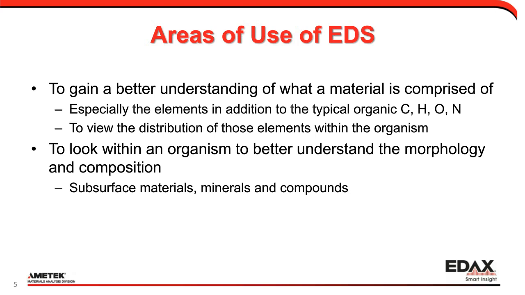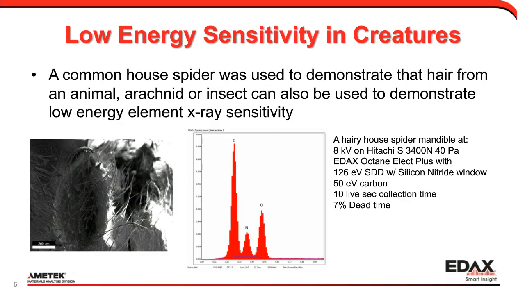So now moving along to a practical example of a hair application, and this is to show off the detector performance a little bit in sort of an unusual sample, but a hair nonetheless. So this was actually collected off of just a single hair from a spider, and the beam conditions we're at 8 kV, which is a good place on many microscopes for these types of applications.